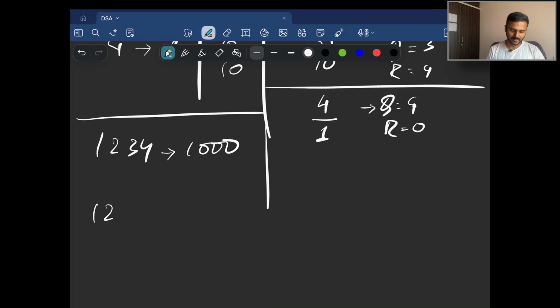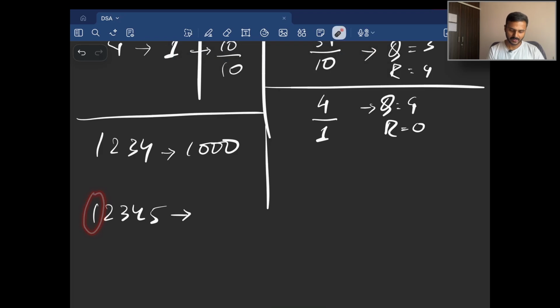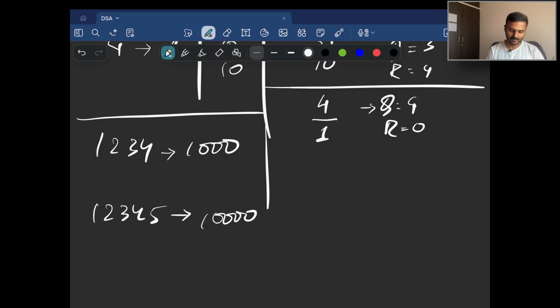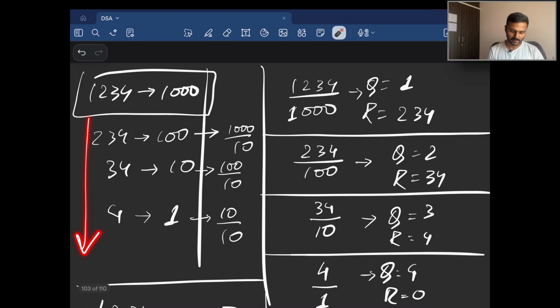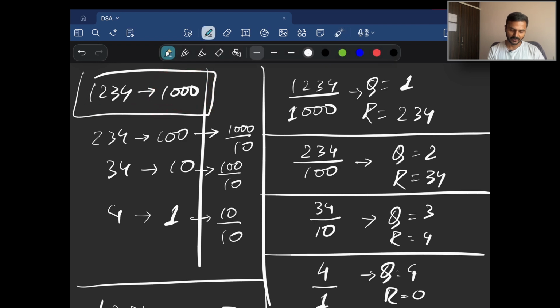Now, if it was, let's say, 1, 2, 3, 4, 5 instead, and you wanted to get the first digit, what you would have done is you would have divided by 10,000, right? And if you continue this way, you would observe a pattern. Or if you just come back over here and take a look at this, you would observe a pattern. If the number is a 4-digit number, we're dividing that by 10 power 3, right? Because this 1000 can be written as 10 cube. Similarly, if the number is a 3-digit number, we're dividing by 10 square, right?